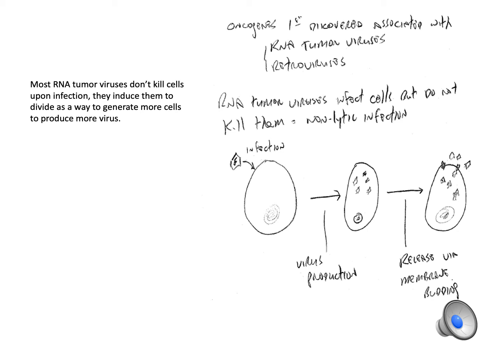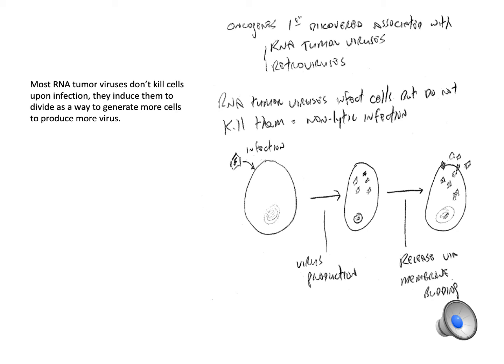First of all, they have an RNA genome. And when retroviruses infect cells, they don't kill them. They carry out what's called a non-lytic infection. They don't kill the cells. This is very different than the flu virus or the coronaviruses like COVID-19, which when they infect cells, they kill a cell in the process of making more viruses. The RNA tumor viruses do not kill cells.